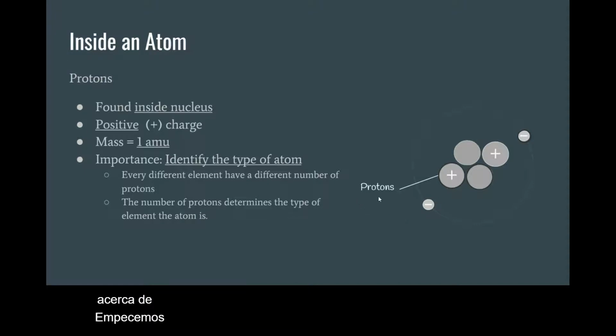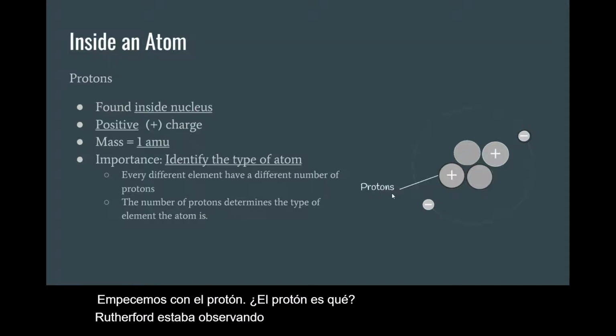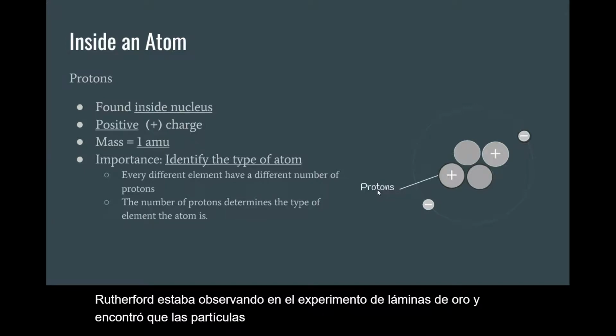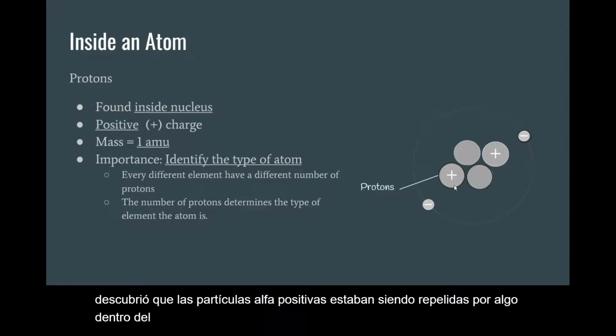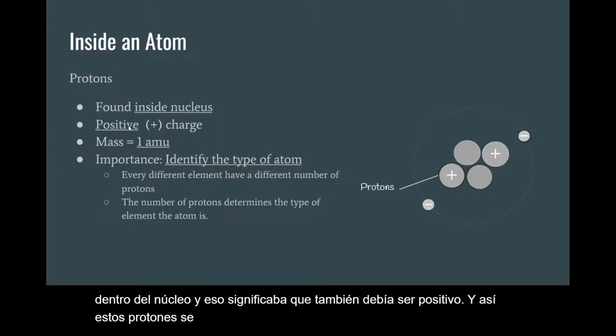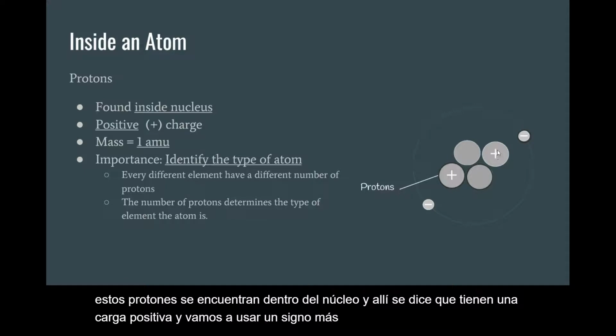The proton is what Rutherford was observing in the gold foil experiment. And he found that positive alpha particles were being repelled by something inside the nucleus, and that meant it must be positive as well. And so these protons are found inside the nucleus, and they're said to have a positive charge. And we're going to use a plus sign as short for positive. So this is positive, this is positive.